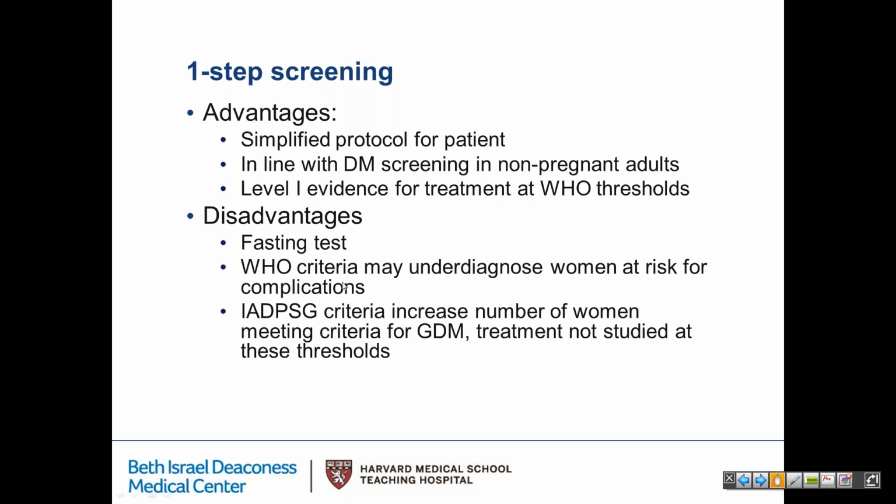The WHO criteria, if you use the older criteria, probably underdiagnoses women who are at risk for significant complications that could be decreased with good glycemic control. And the IADPSG criteria increase the number of women who meet the criteria for gestational diabetes. Nobody has done any trials to study treatment at the new IADPSG suggested thresholds. And so we don't know if there's any benefit to treating this additional group of patients, which in some populations is actually a very large number of women.